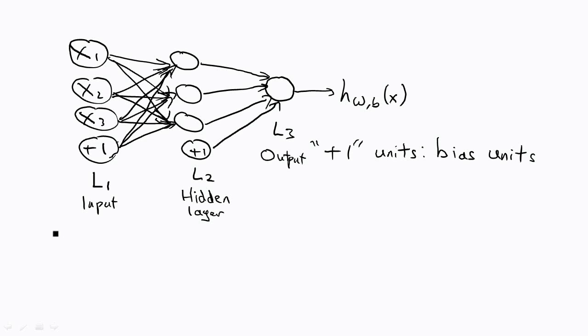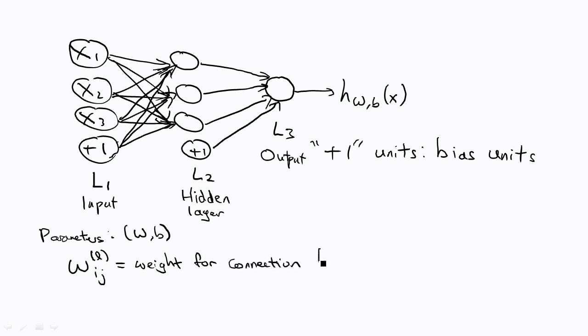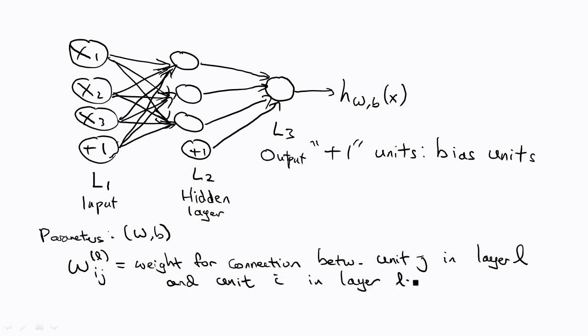But let's see, parameters of the network. It's going to be a set of parameters W and B, and I'm going to use the notation W superscript L subscript ij to denote the weight associated with the connection between neuron or unit J in layer L and unit I in layer L plus 1. Okay, so my neural network has 3 layers, and each of these arrows really is associated with a parameter.